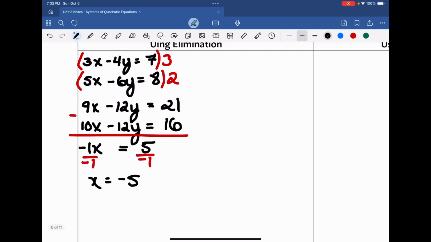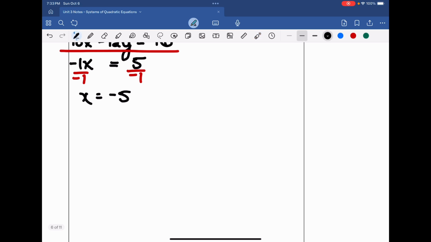To get the y value, we simply just take this number of x equals -5 and plug it into one of the original equations. So it doesn't really matter which one. I'm going to choose the one with slightly simpler numbers, which is our first equation. So we're then going to go 3 times the -5, or 3 times the x value, minus 4y is equal to 7. From here, this gives us -15 minus 4y is equal to 7.